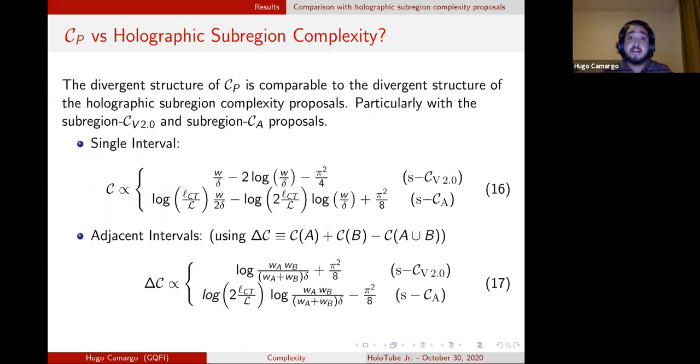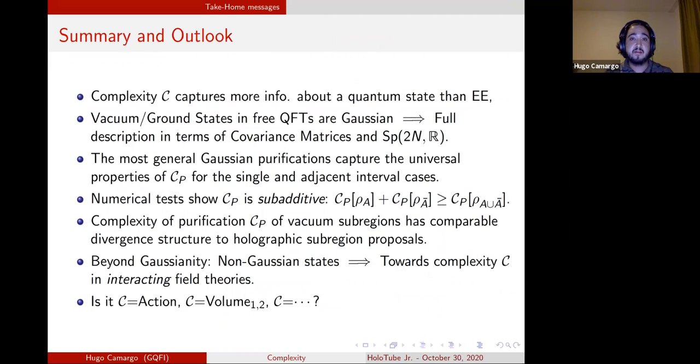Now, just to finish, I want to mention a few things that I've said throughout the talk and finish with some remarks. It's interesting to see that complexity indeed captures more information about a quantum state than entanglement entropy, although this is probably an unfair comparison. One should compare entanglement entropy with complexity of purification. The other observation is that because vacuum states in free CFTs are Gaussian, we have a full description of the physics in terms of their covariance matrices and the real symplectic group. Furthermore, it's striking that the vacuum states in these free CFTs capture some universal properties, because complexity is a quantity that inherently depends on many choices. But nonetheless, we can actually obtain some universal results from them.